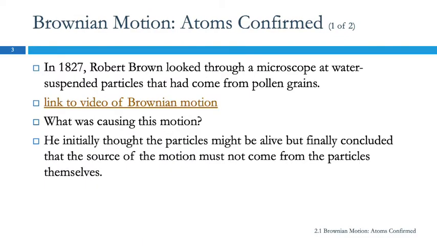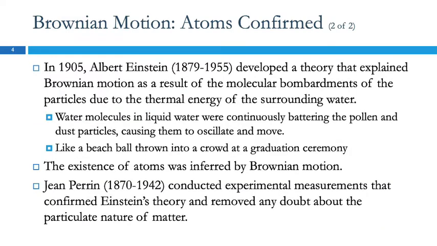So he finally concluded that the motion, the source of the motion, was not from the particles themselves, it was from something outside the particles. In 1905, Albert Einstein came up with a theory that explained Brownian motion. So Brownian motion was an observation, but it didn't explain anything. And so Albert Einstein's theory is explaining it, and his explanation that water molecules in the liquid are moving, and they're battering those pollen and dust particles, causing them to vibrate.